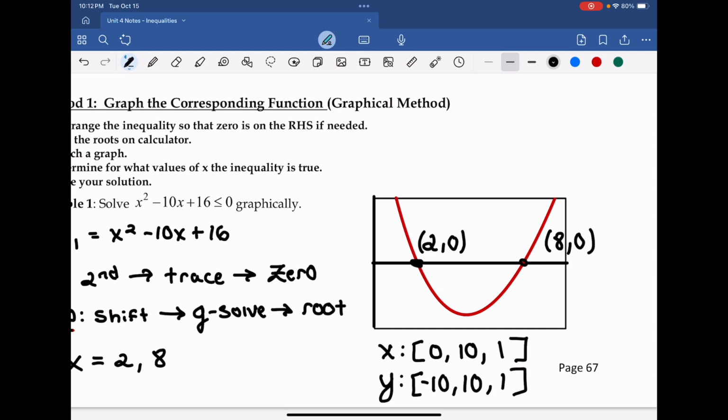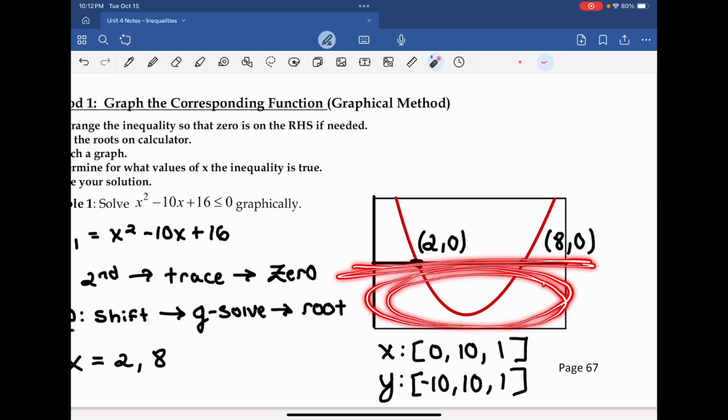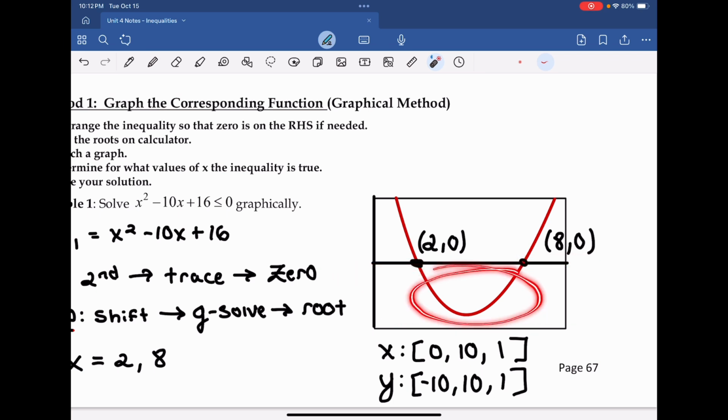Now, when we look at this and talk about the solutions, what we need to be thinking about is, how does the inequality reflect what our answer is? Well, if we know that this quadratic inequality is less than or equal to 0, it means that these values are going to be included. And then on top of that, we want to figure out, where is the graph below the x-axis? It's below the x-axis right here. And if that's where it's below the x-axis, the x values that represent this are the following: between 2 and 8, including 2 and 8.